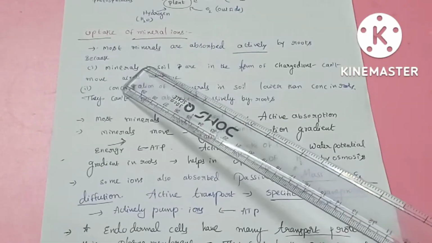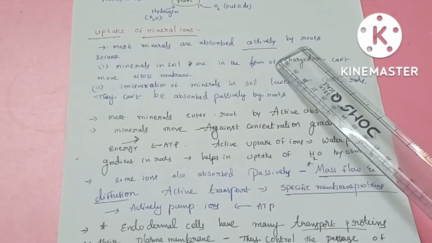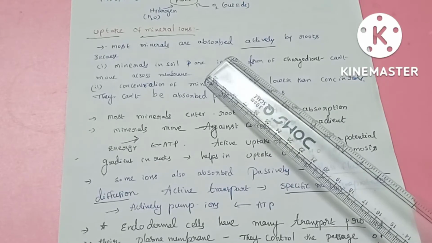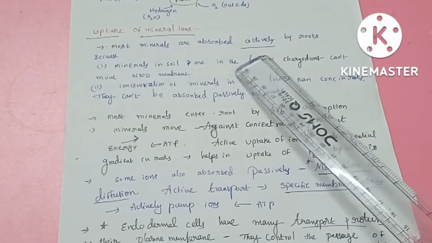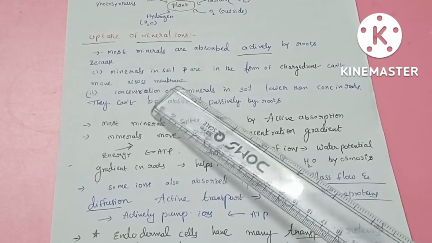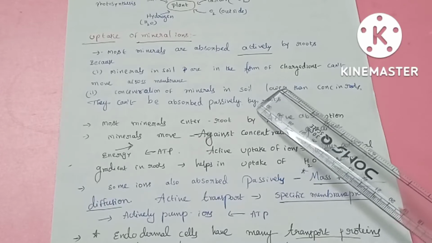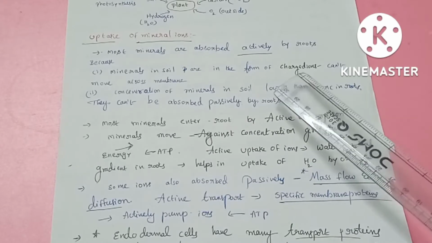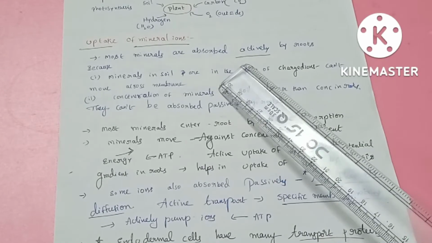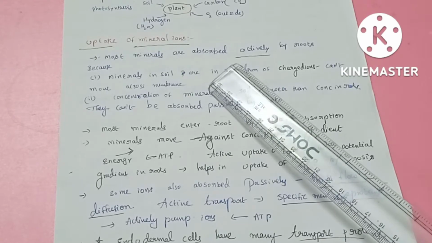If you see the mineral uptake in plants, most of the minerals are absorbed actively by the roots. Most of the absorption takes place by the active absorption process. Why are the minerals absorbed by the active process? There are two reasons. One is that minerals in the soil are in the form of charged ions. These charged ions cannot cross the membrane passively, that is, without energy utilization, so those mineral ions cannot be taken inside.